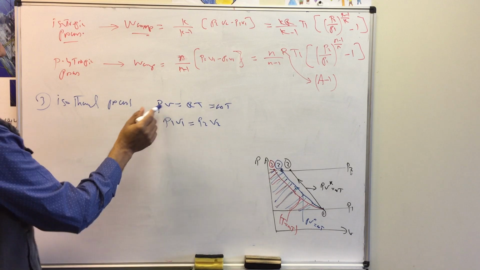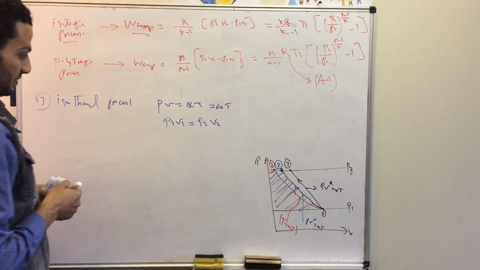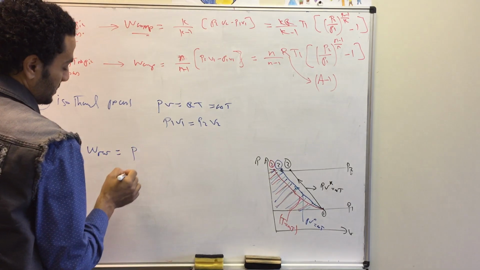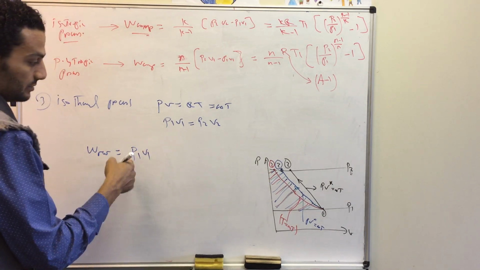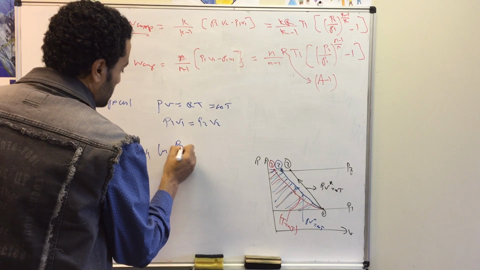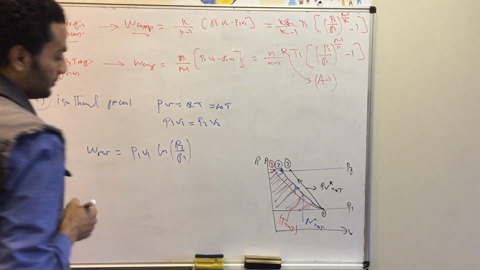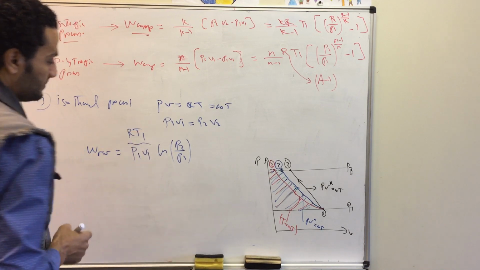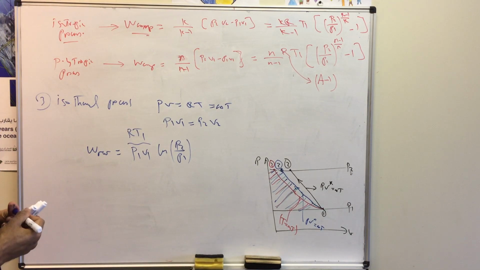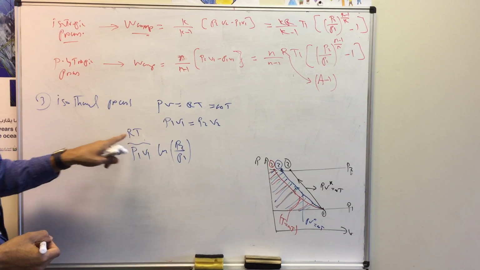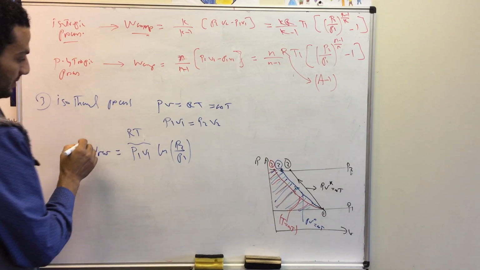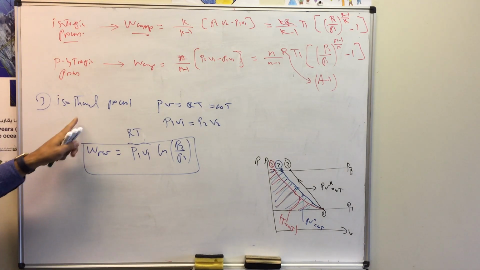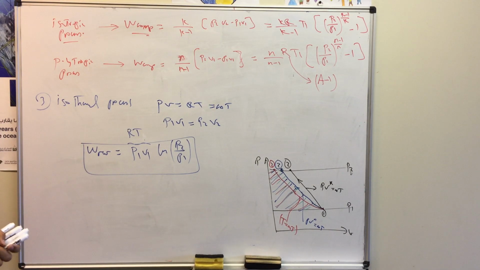We can get V as a function of pressure equal to constant over pressure, then we can integrate, then the reversible work will equal the constant, which is P1 V1 or P2 V2, multiplied by ln P2 over P1. P1 V1 is the same as RT1. T in this case is constant, so PV is the same as RT, and this is the relation used to calculate the reversible work when we have an isothermal process.